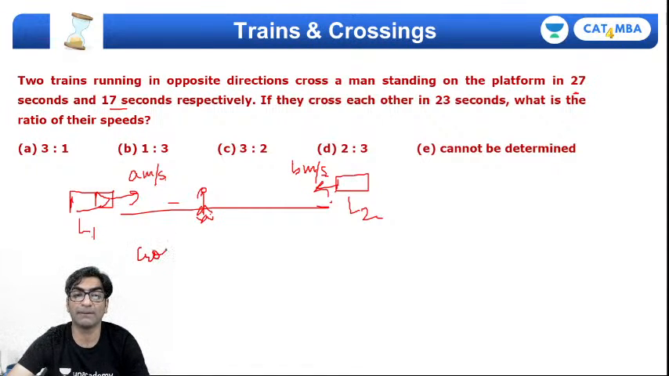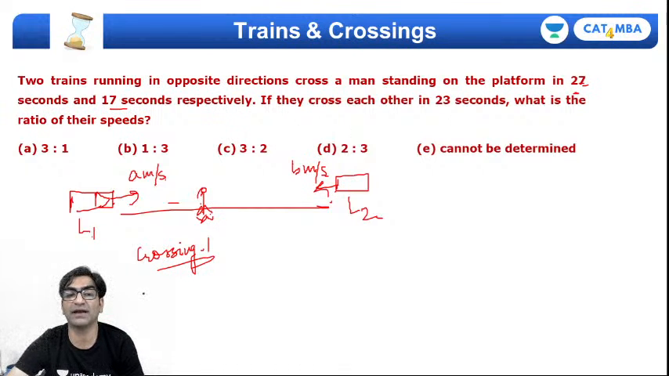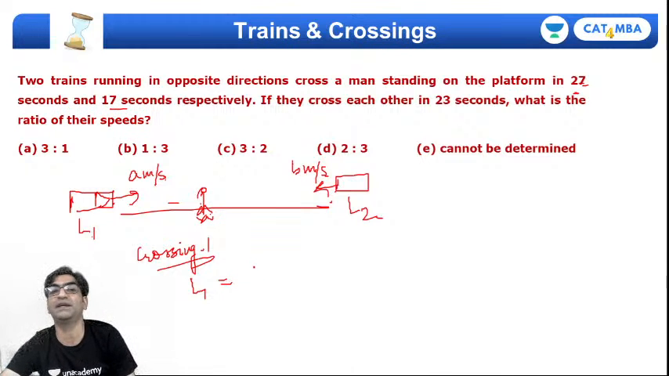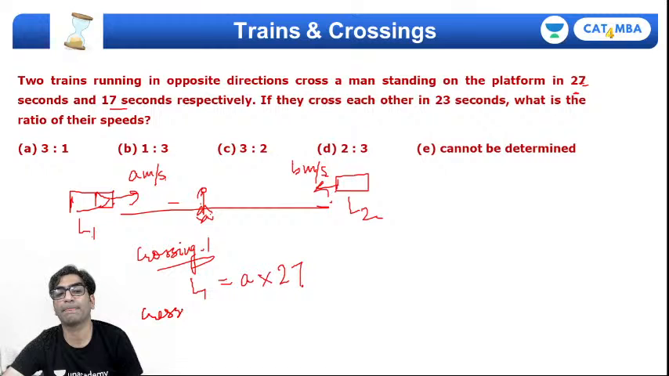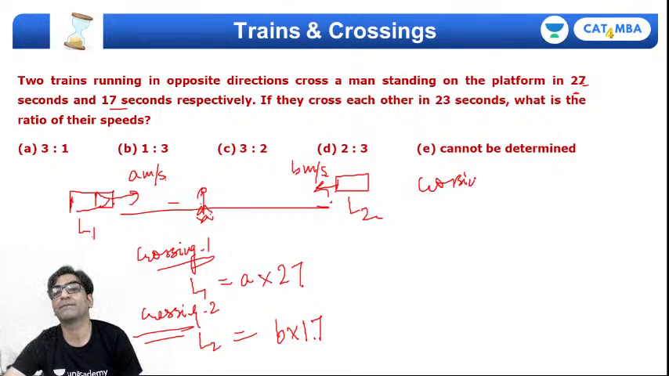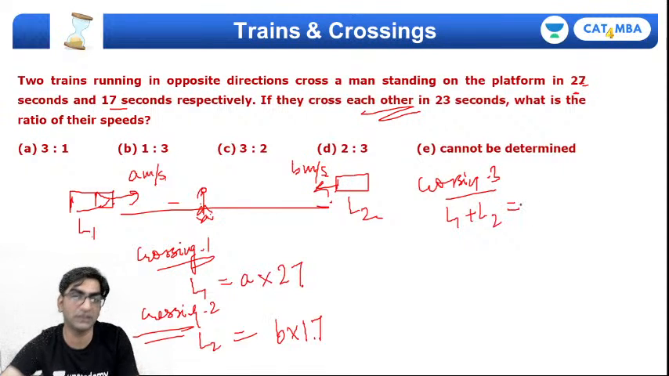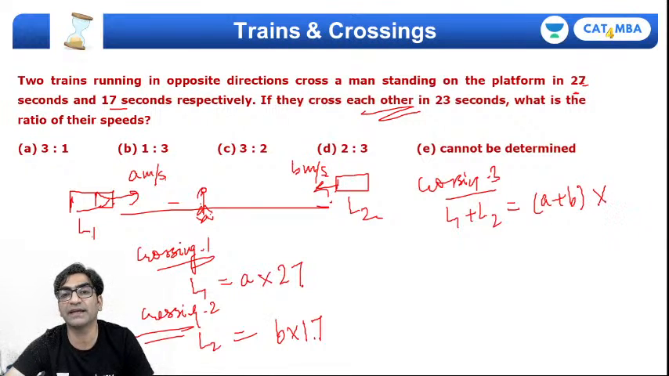So in crossing one, this train crosses the man in 27 seconds, right? So the distance will be L1, and since the man is stationary, the distance should be speed into time: L1 equals A into 27. In crossing 2, the distance now will be L2, equal to speed B into time 17 seconds. And in crossing 3, what happens? What crosses what? They cross each other. So the distance will be L1 plus L2, and we use relative speed because both trains are moving towards each other. So the relative speed will be A plus B, and it takes them 23 seconds.